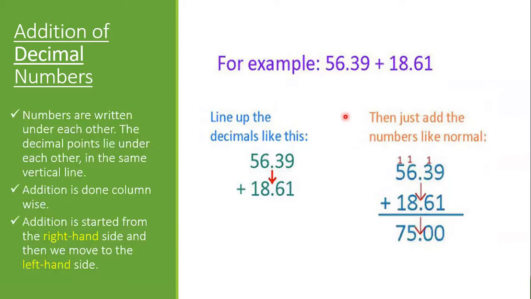Now the answer is, 56.39 plus 18.61 is equal to 75.0.